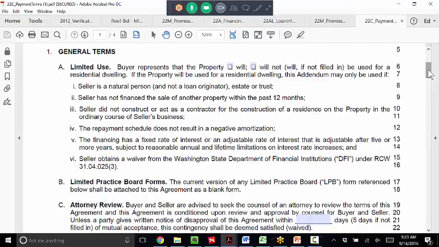The repayment schedule does not result in negative amortization. The financing has a fixed rate of interest or an adjustable rate of interest that is adjustable after 5 or more years, subject to reasonable annual and lifetime limitations on interest rate increases, and seller obtains a waiver from the Washington State Department of Financial Institutions under RCW 31.04.025 subsection 3.